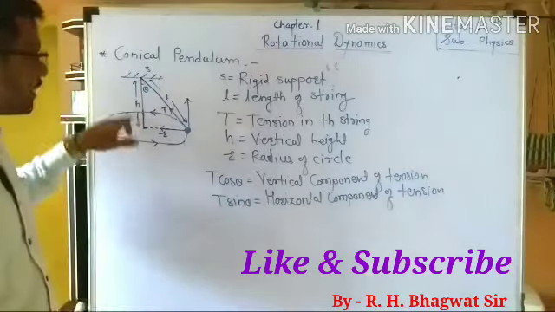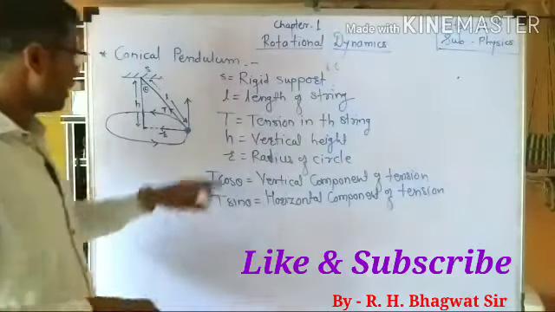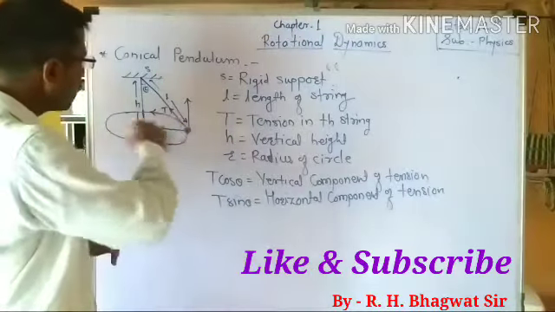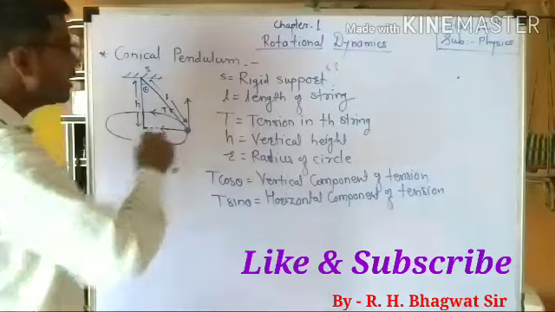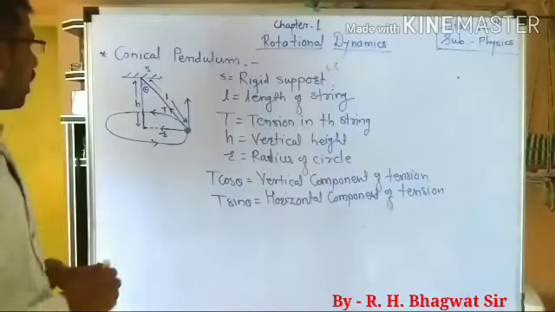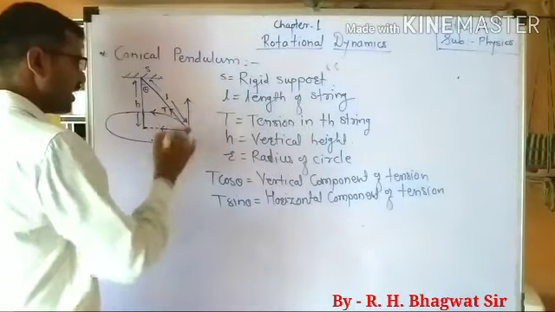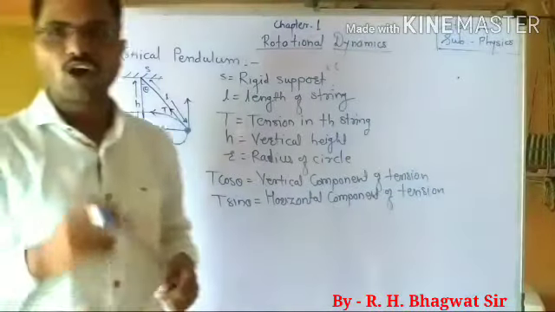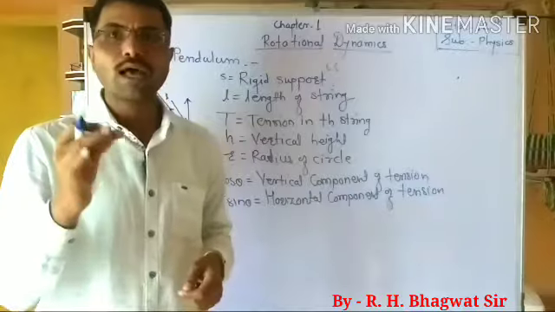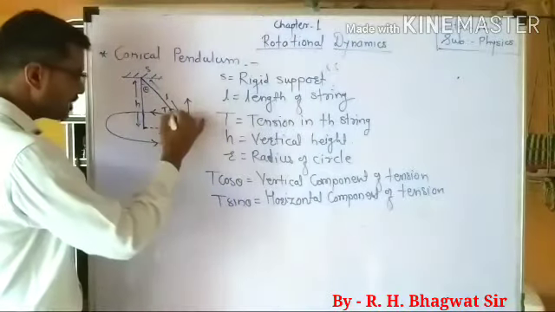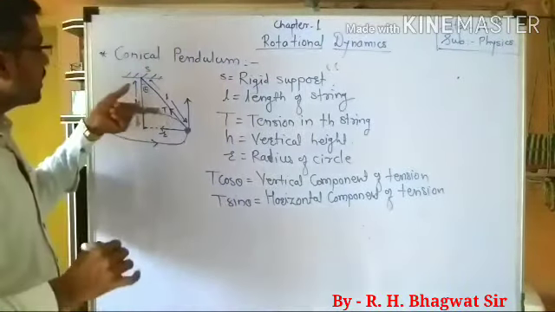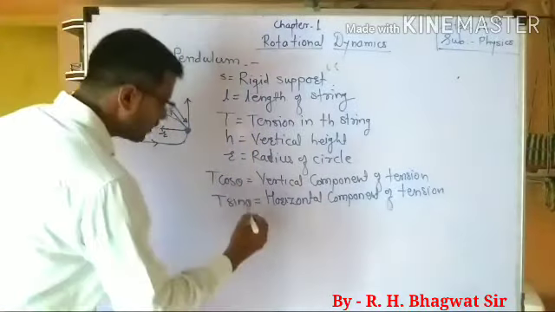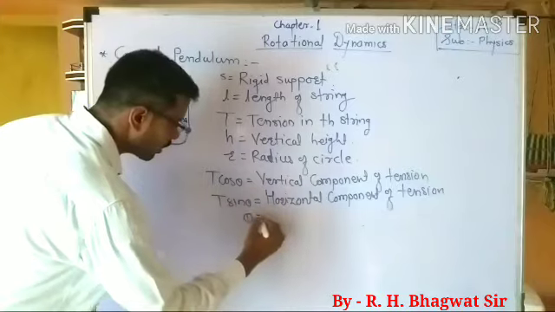h is the vertical height of the conical pendulum. r is the radius of the circle along which the bob describes circular motion. Now this tension is directed along the string of the conical pendulum. This tension can be resolved in two components. Let theta be the semi-vertical angle of the conical pendulum.